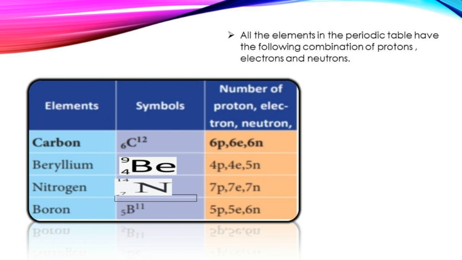Next, boron. The symbol of boron is B-11, atomic number 5. So if the number of electrons is 5, the number of protons is also 5. Next, the neutrons: 11 minus 5 is equal to 6. So 5 protons, 5 electrons and 6 neutrons in boron.